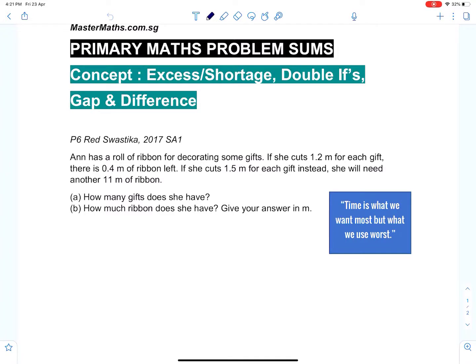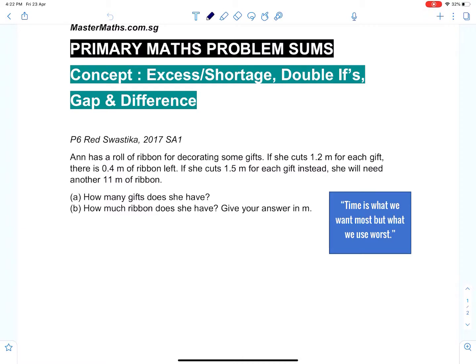Hello and welcome to yet another episode of the Primary Maths Problem Sums video tutorial. In this question, we discuss an excess shortage, also known as double ifs, which can also be taken as a gap and difference type of problem sums. This is actually a question from Red Swastika School, Primary 6, 2017 SA1 actual exam question.